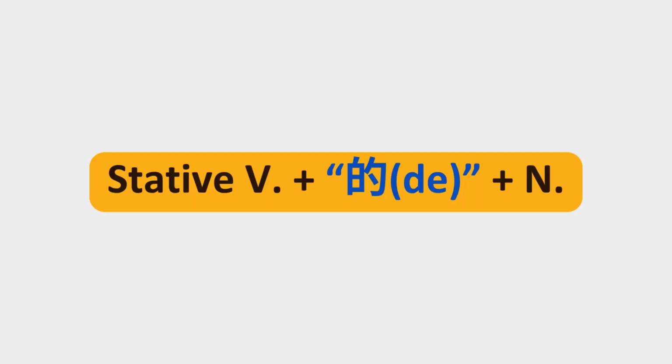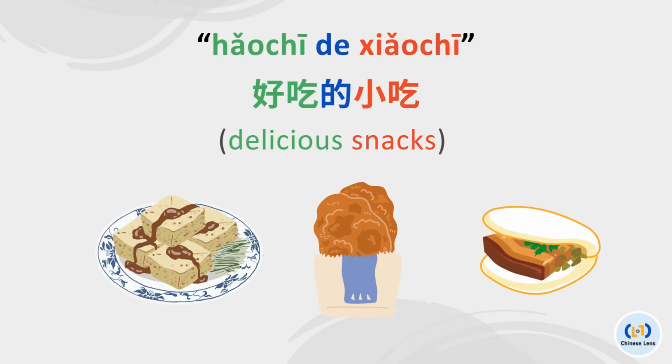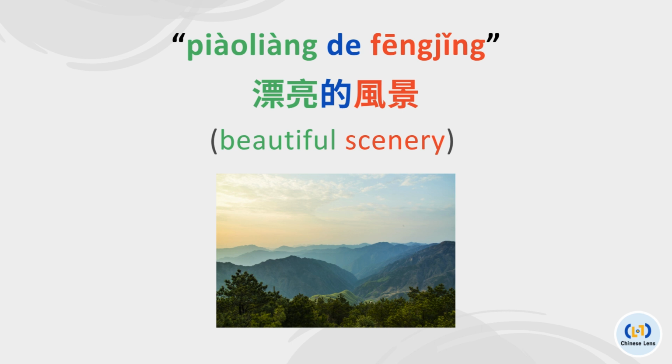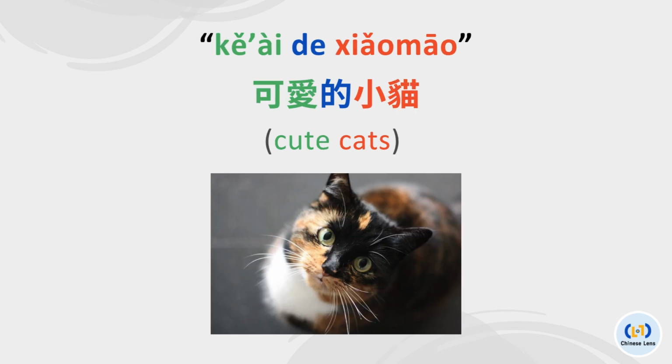When you are describing something with the modifier phrases, produce the phrases with this order. Stative verb, plus, 的, plus, nouns being modified. For example, 好吃的小吃, means delicious snacks, 漂亮的风景, means beautiful scenery, 可爱的小猫, means cute cats.